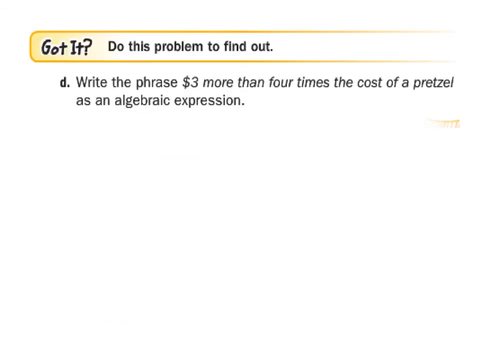Let's try another one, as these are hard. We're going to start off, I see $3 more than, and I see that nasty word than. That means I'm going to have to be writing in reverse. So more than, though, means addition. 4 times, so I have 4, and multiplication, the cost of a pretzel. So I'm going to put P for pretzel.